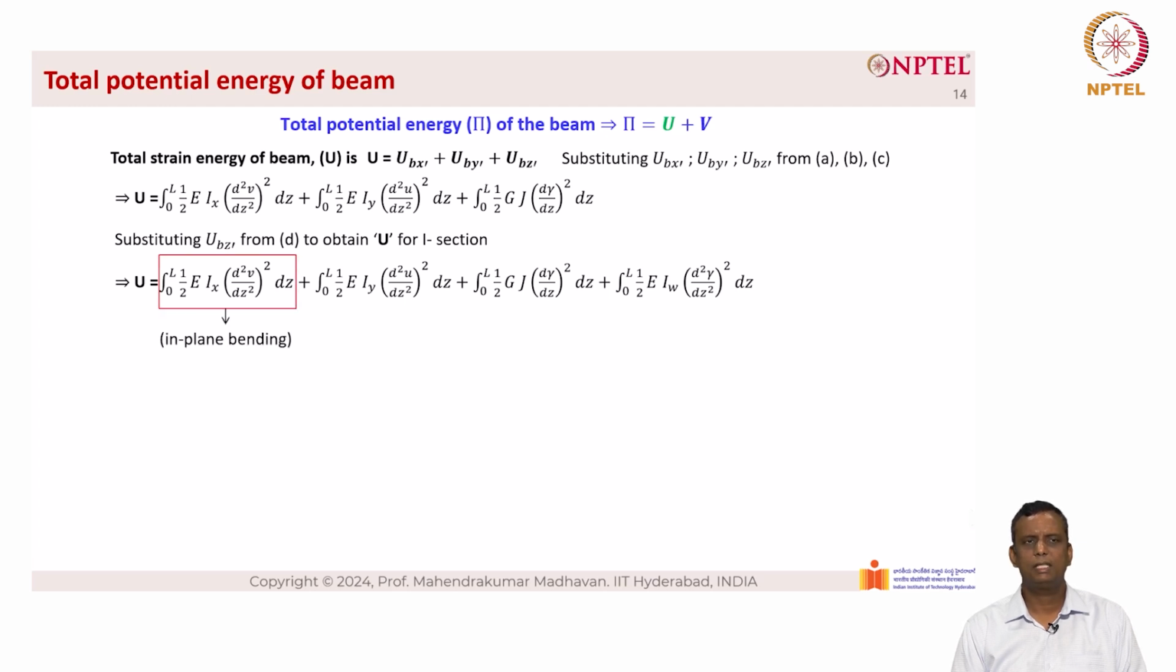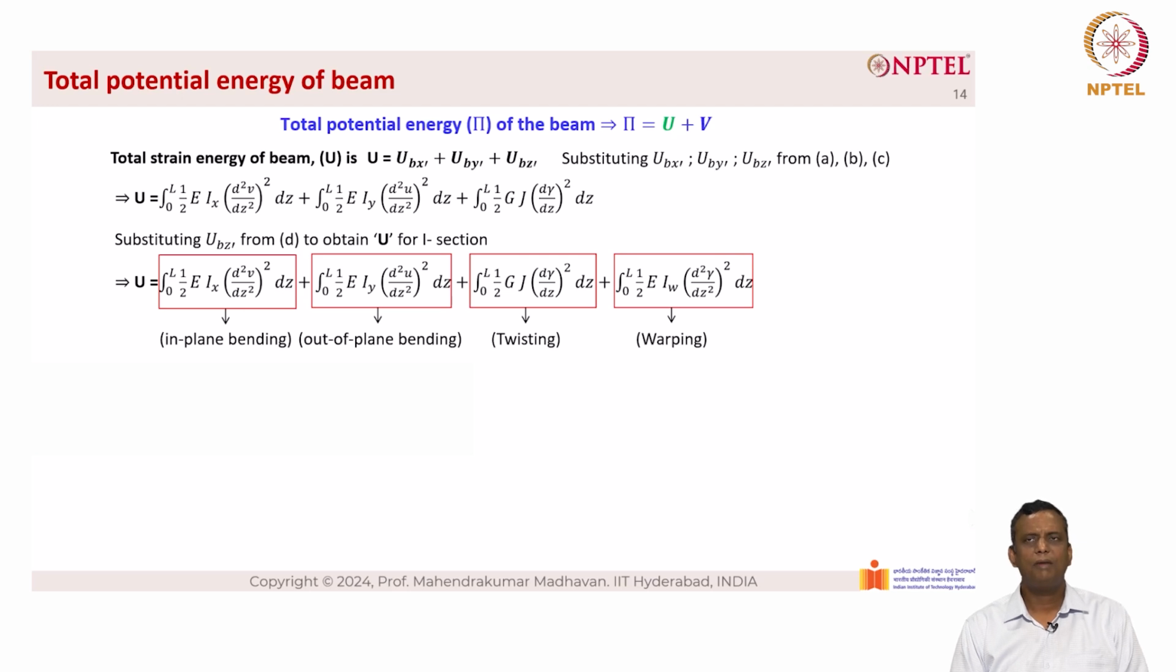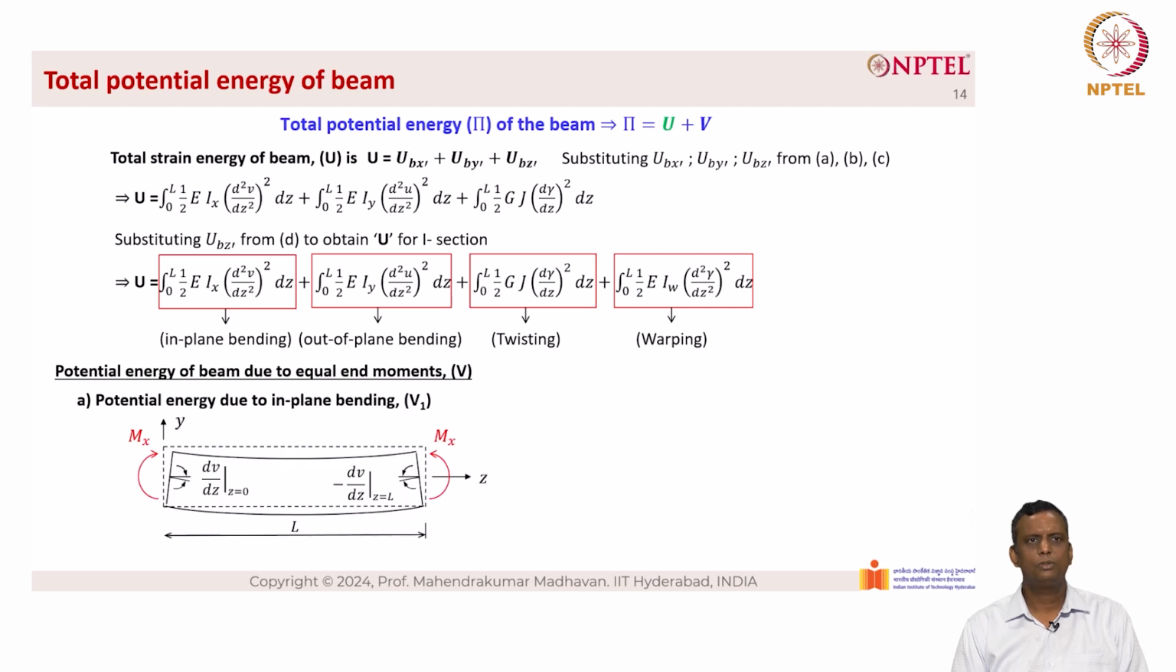The first term is in-plane bending. The second term, as you can see, is for out-of-plane bending. The third term is for twisting, and the fourth term is for warping. Now, after having completed the strain energy, let's look at the potential energy of the beam due to equal end moments B. So the potential energy due to in-plane bending, V1, is given from the figure here.